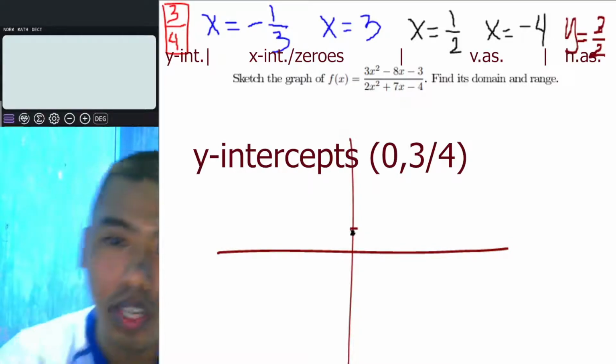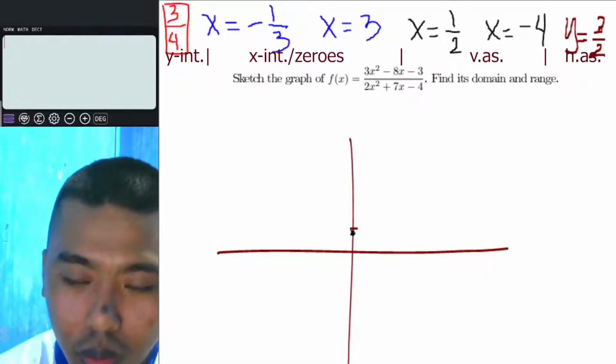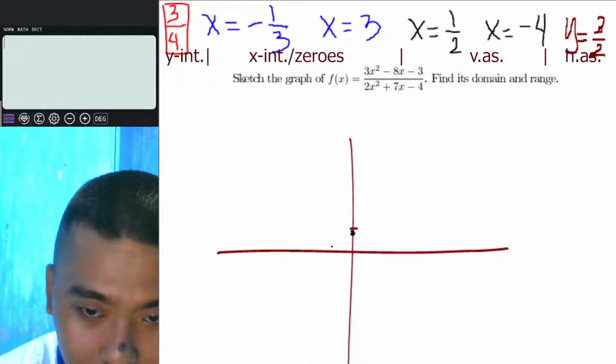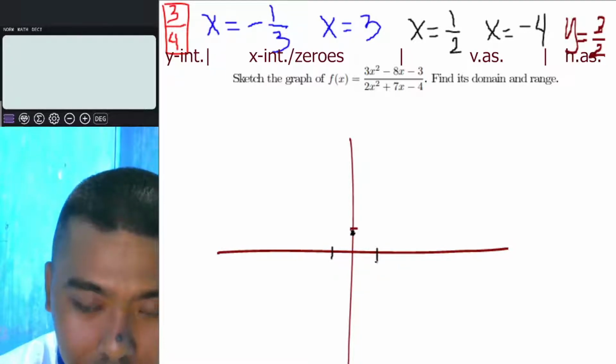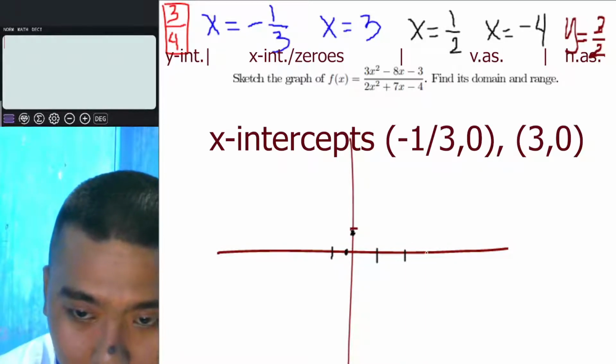Now let's proceed to the x-intercepts or zeros. If y is 0, then x would be negative 1/3. If this is positive 1, then negative 1/3 is here. Then the positive 3 will be here.